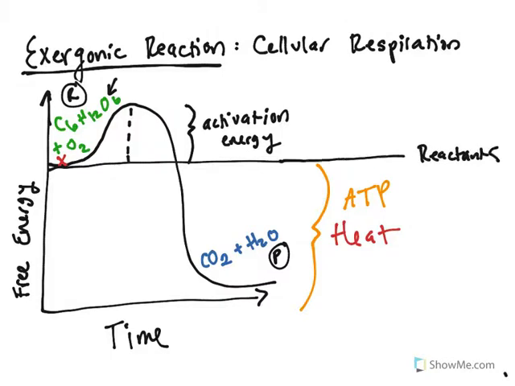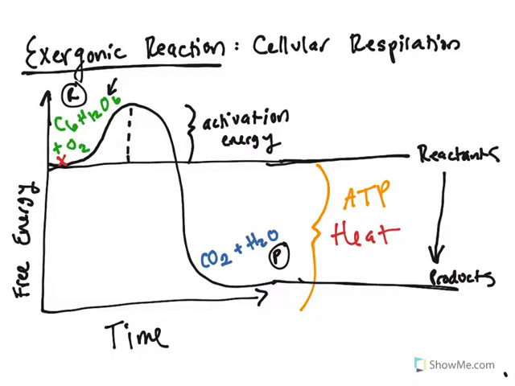Here's the free energy line for the reactants. And then you have the products down here, okay? So what we're seeing is in our free energy, there's a decrease. The products have less free energy available than the reactants did. So the carbon dioxide and the water don't have nearly as much free energy in them as that glucose molecule.